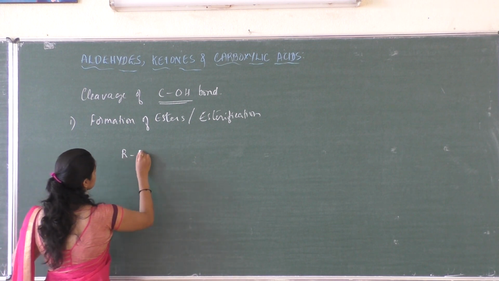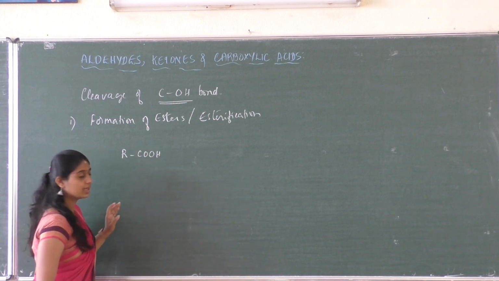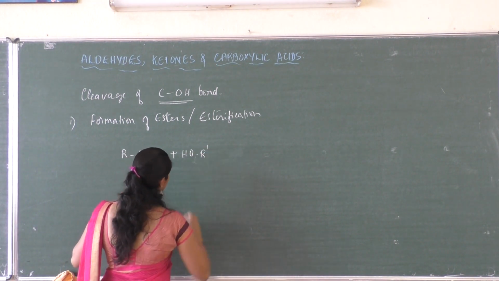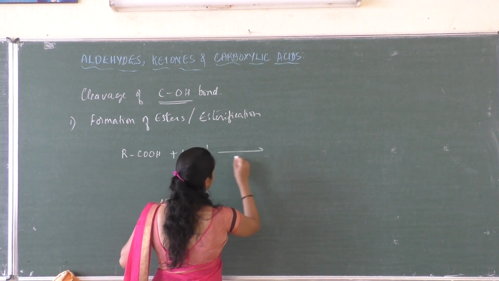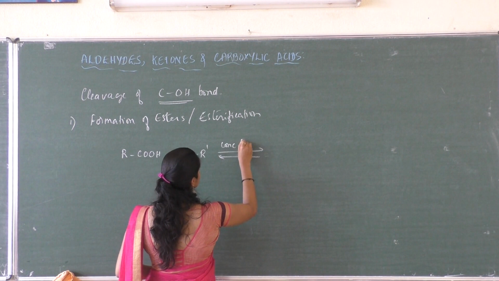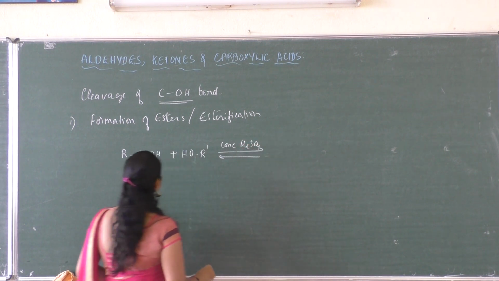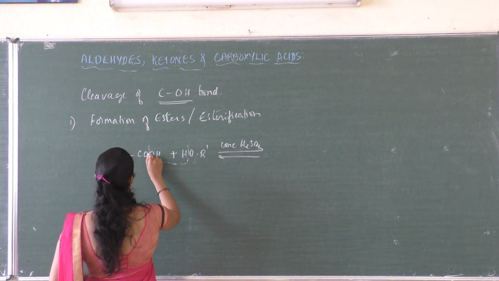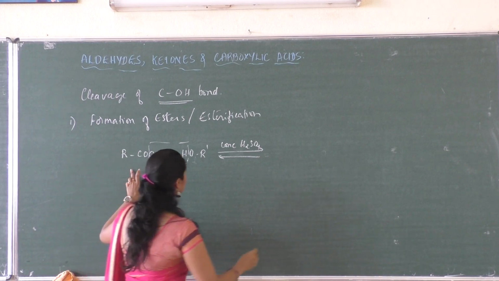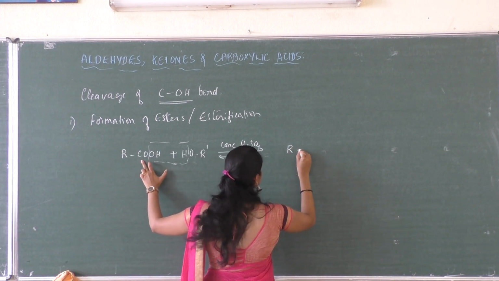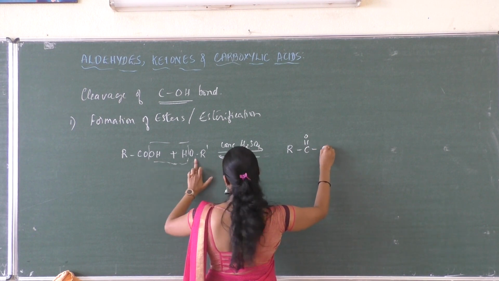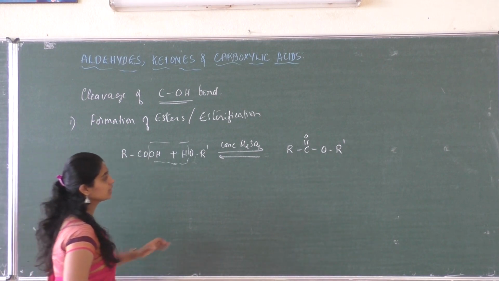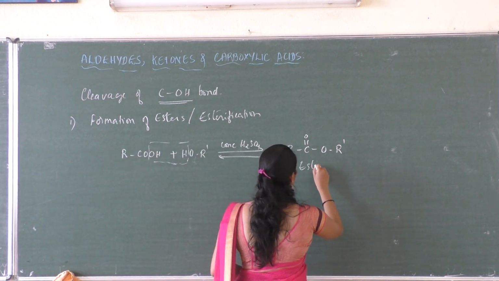When carboxylic acid, RCOOH, is heated with alcohol, ROH, in the presence of concentrated sulfuric acid, which is a dehydrating agent, a water molecule gets removed, so it forms RCOOR. This is nothing but the general formula of an ester.